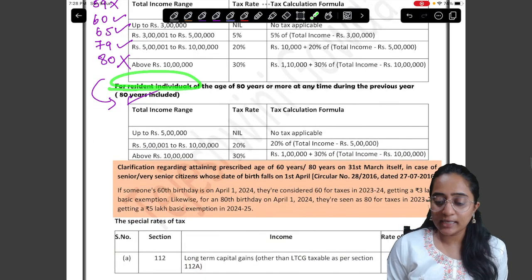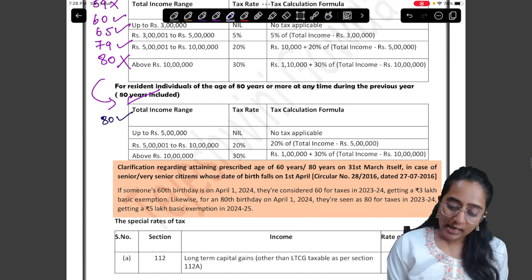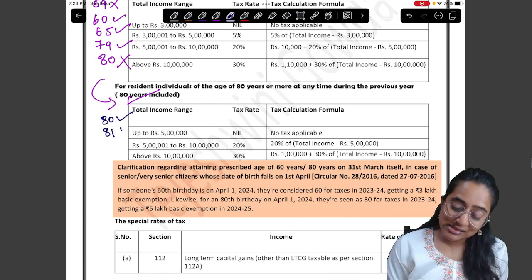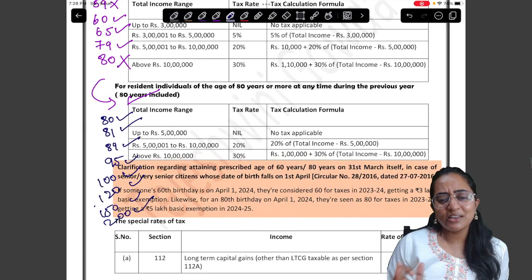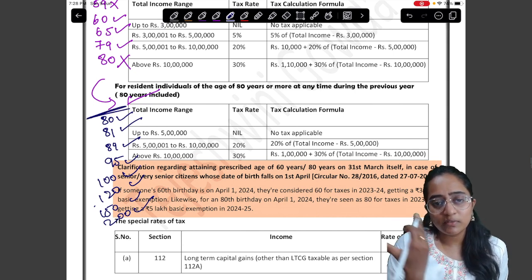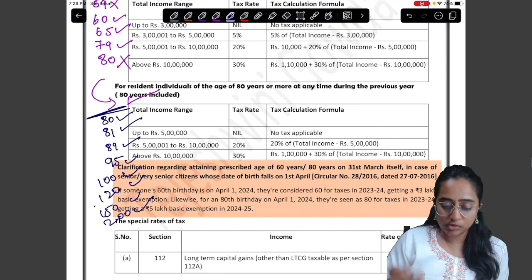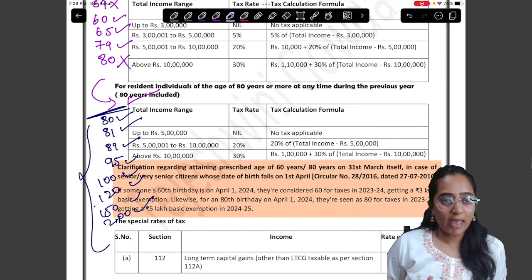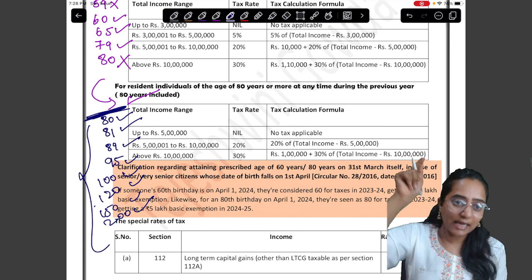For resident individuals at the age of 80 or more. Now, see, is exactly 80 included here? Absolutely yes. 81 included here? Yes. 89 included here? Yes. 95 yes. 100 yes. 120 yes. 150 yes. 200 yes. Anything for that matter, people. Anything after 80. It's a bonus, correct? Those elders living with knee pain, back pain and all. If someone is living at 80 or more, exactly 80 is also covered.